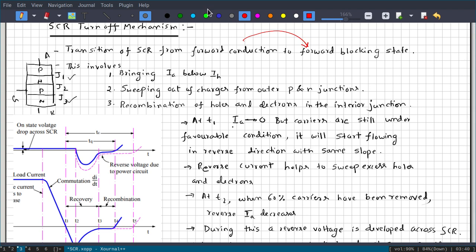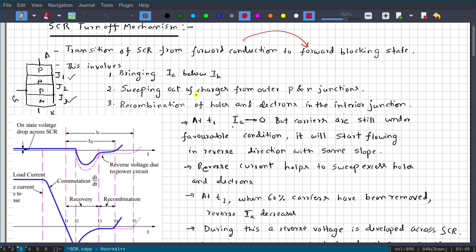So what are the things you have to do so that an SCR can be brought from the forward conduction to the forward blocking state? The first one is you have to reduce IA, the anode current. The anode current has to go below the holding current. We know the definition of holding current. When the anode current goes below the holding current, that is one of the steps to bring it back to the forward blocking state.